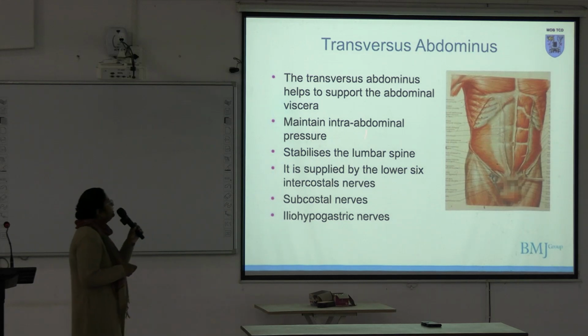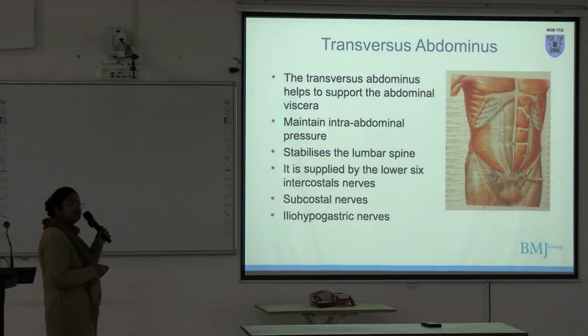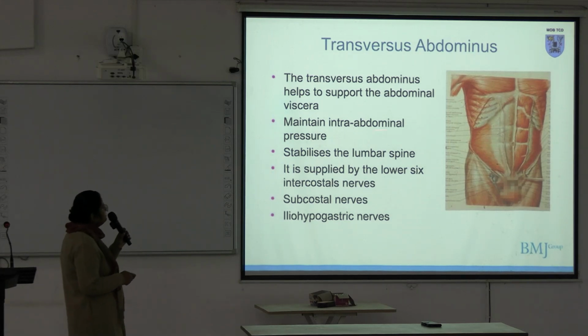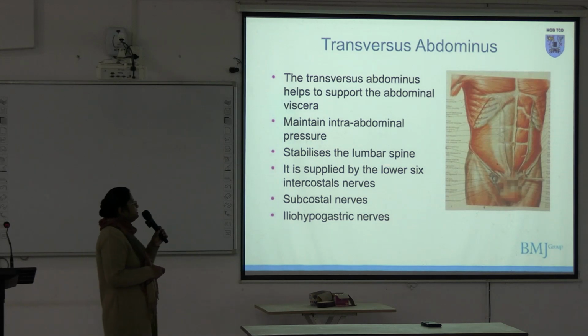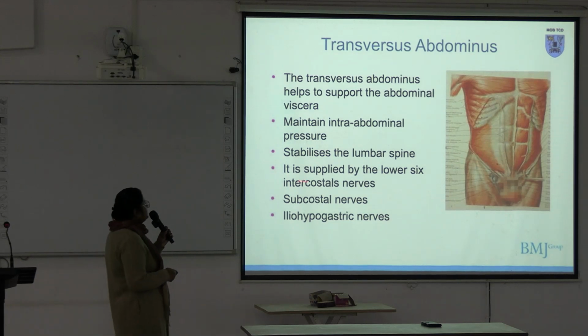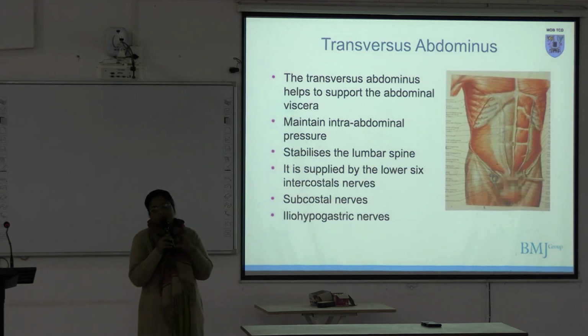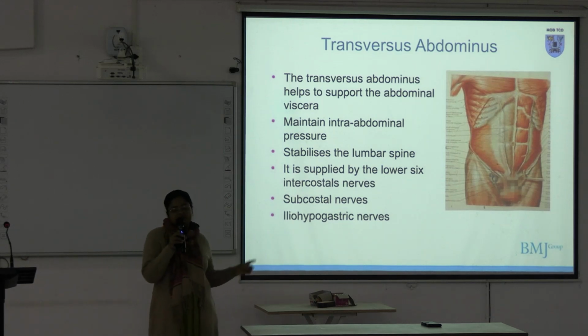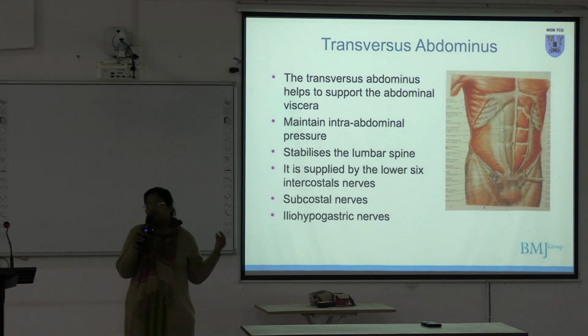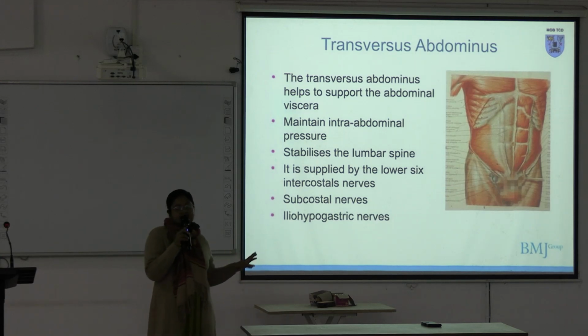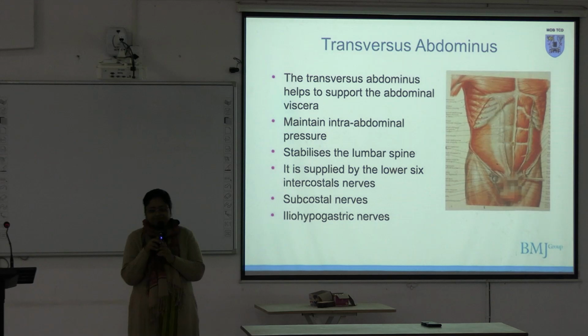Next, how it acts. It helps to support the abdominal viscera, maintain intra-abdominal pressure, and stabilize the lumbar spine, and it is supplied by the lower 6 intercostal nerves, subcostal nerve, and iliohypogastric nerve. So you have to identify these muscles. They can be given in your OSPE, and you have to write down the origin, insertion, nerve supply, and action of these muscles. These 4 muscles are important for your OSPE.